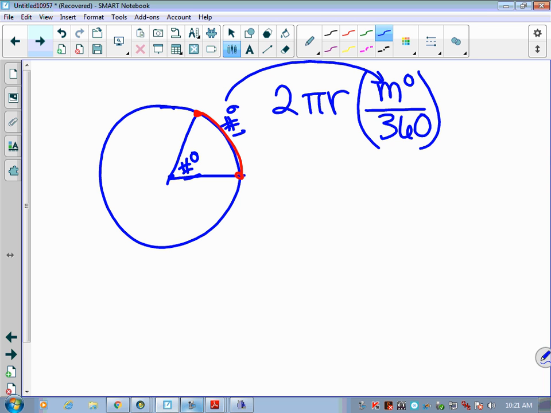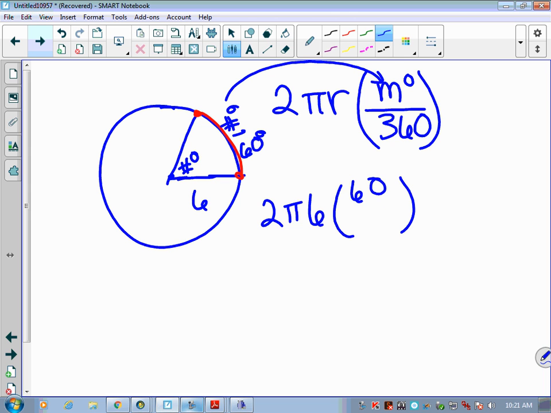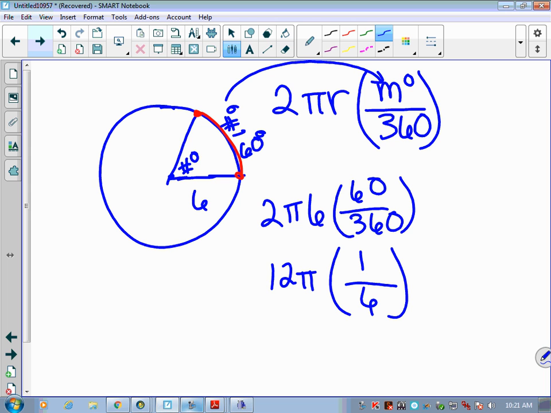Let's say that I knew that my intercepted arc or my central angle was 60 degrees, and I knew that my radius was 2. Or let's make it different so it's not confusing. Let's make it 6. What I would get for my formula is 2 pi 6, times 60 over 360. Well, 2 times 6 is 12, so I have 12 pi, and 60 over 360 is 1/6. So I would get 12 pi over 6, which is 2 pi.